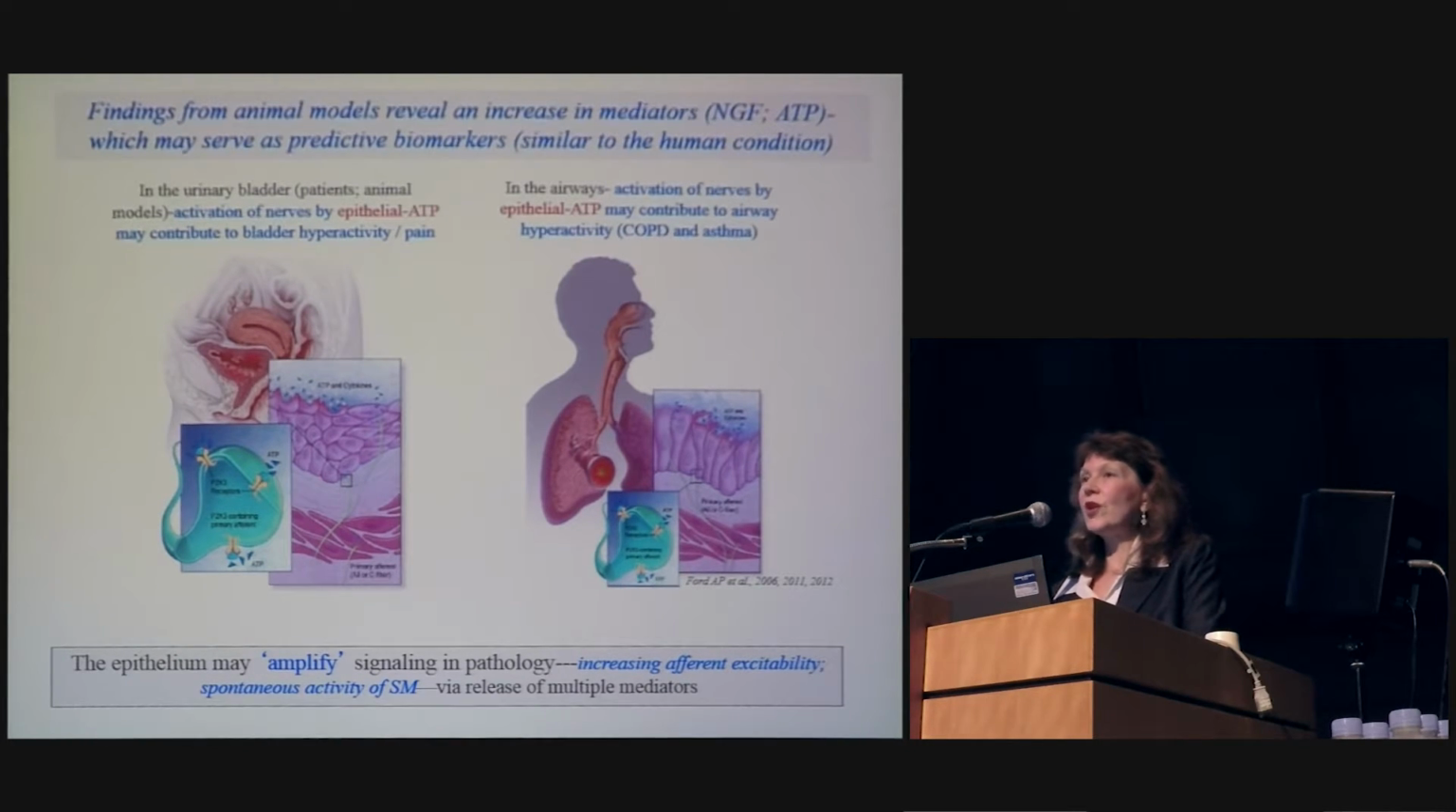This just doesn't occur in the bladder. This also occurs in other organs, such as in the airways, where this can result in increase in hypersensitivity, hyperactivity that you might see in COPD and asthma. So the epithelium in general can amplify signaling in pathology. It can lead to increased afferent excitability, spontaneous activity of muscle, again, in a number of organs, obviously including the bladder.